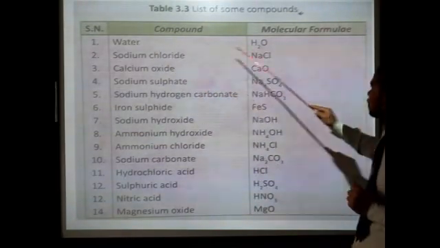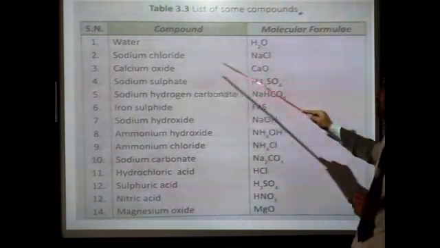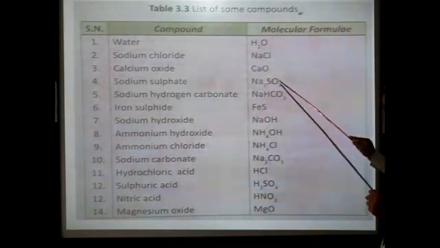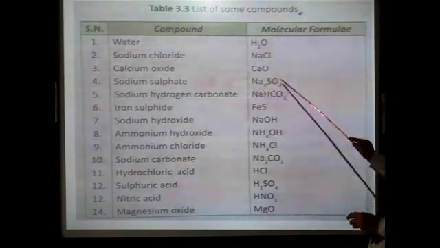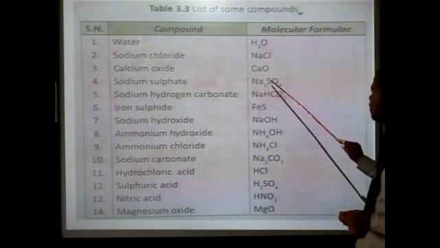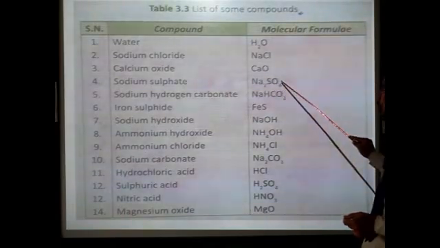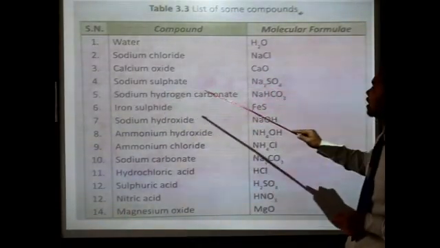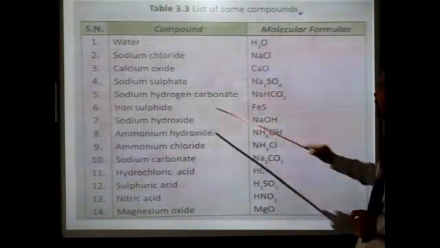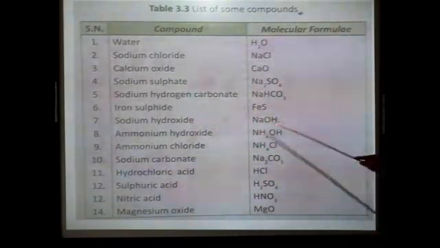So water, what is the formula? H2O. Sodium chloride, NaCl. Calcium oxide, CaO. Sodium sulfate, Na2SO4. Why Na2SO4? Because the valency of sodium is 1 and the valency of sulfate is 2. So crisscross, you will get Na2SO4. Then sodium hydrogen carbonate, NaHCO3. Iron sulfide, FeS. Sodium hydroxide, NaOH.